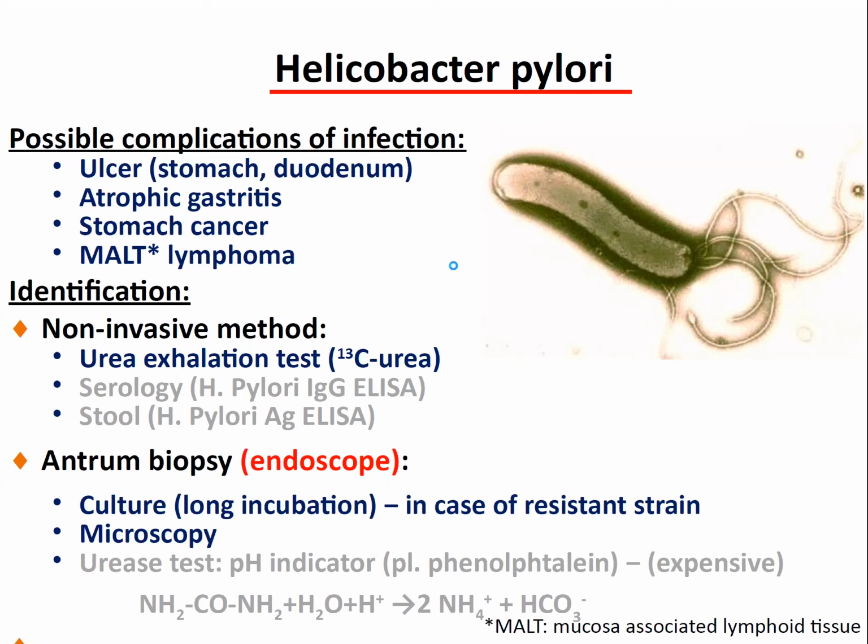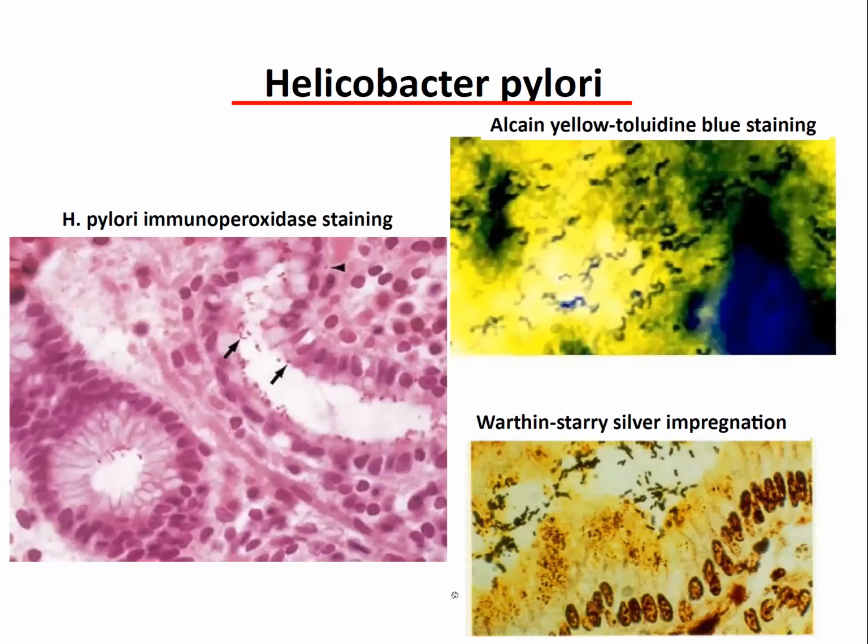The antrum biopsy, as I mentioned, and the cultivation, that's another direct proof of this bacterial infection. And this is what the urease test means. You can detect it right here. Now, this is how they look. There is a little staining with the bacteria. You can see it here or here, how this H. pylori looks.